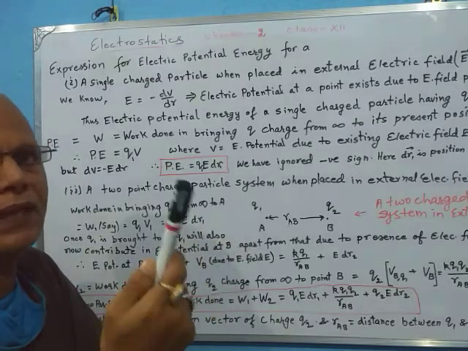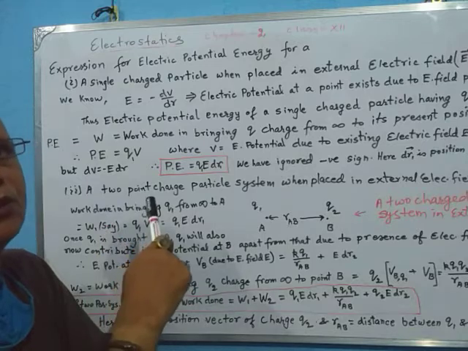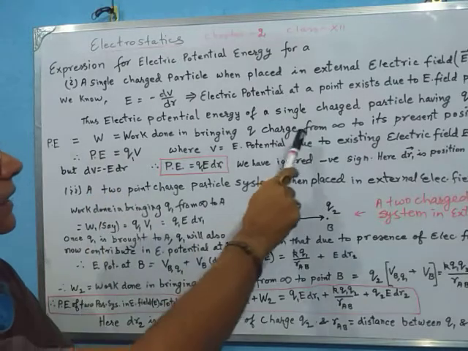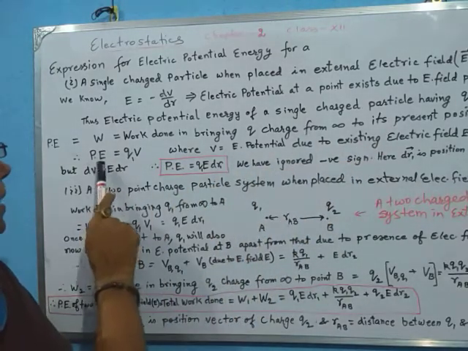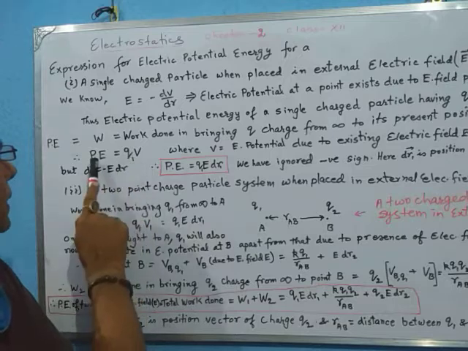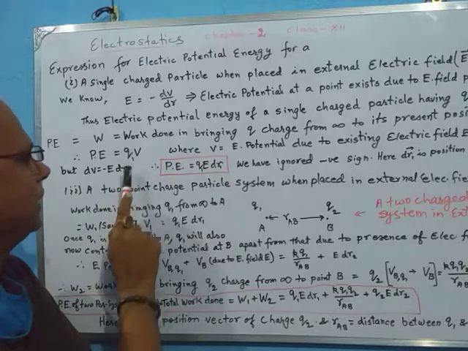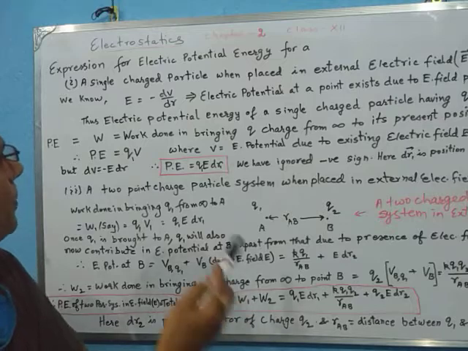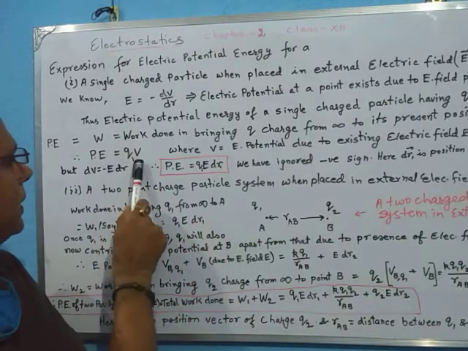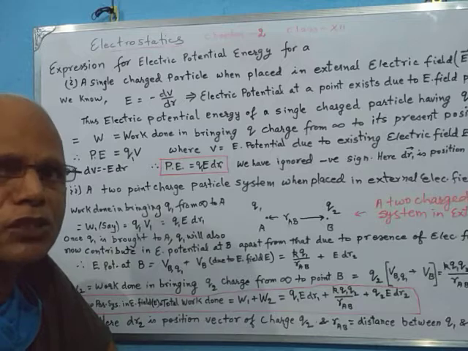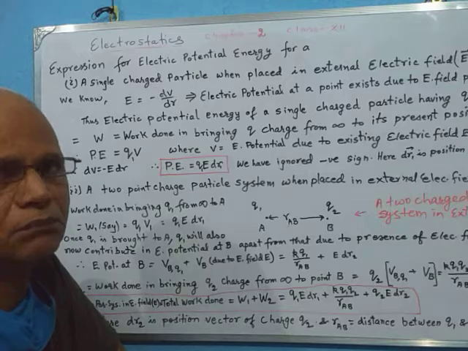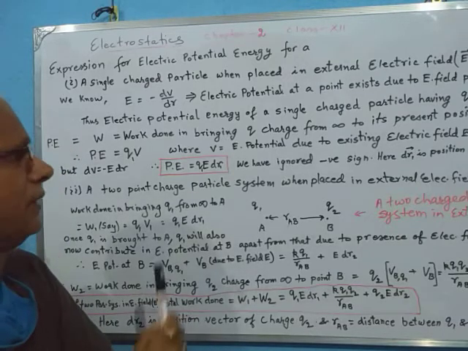That work will be given by W is equal to Q into V. So we can write W as the work done in carrying the charge from infinity to the present position. We have work done equal to QV, and therefore potential energy is equal to Q1V, where we are considering the charge to be Q1. This is the potential energy because the total amount of work done gets stored in the form of energy. So this is the potential energy of a one particle system when it is placed in external electric field E.